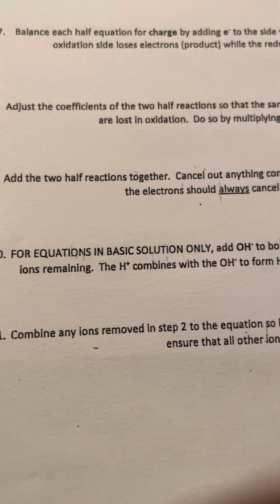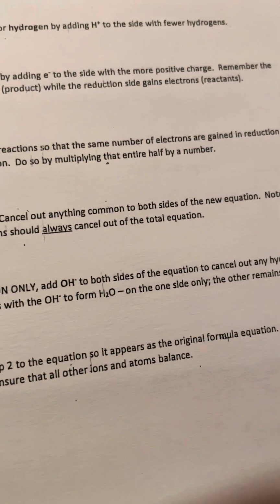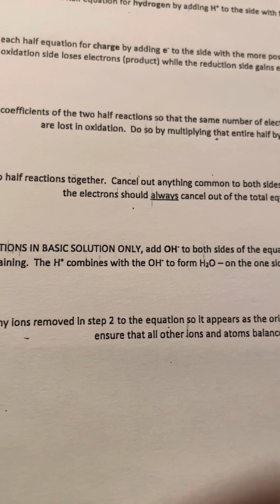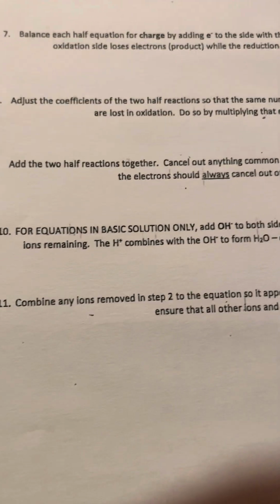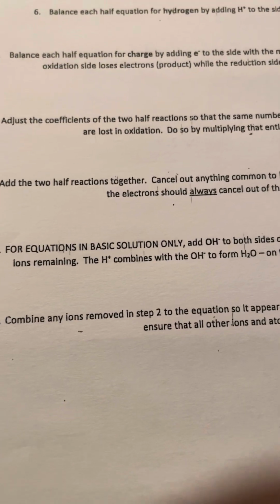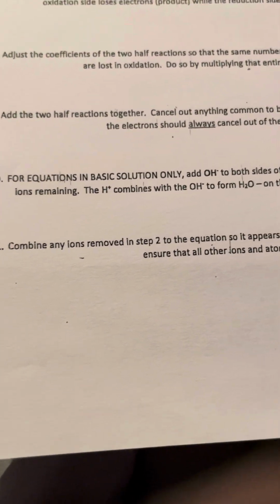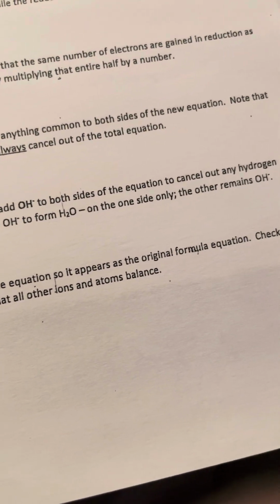For equations in basic solution only, add OH to both sides of the equation to cancel out any hydrogen ions remaining. Okay, I don't think we really need too much to do that, for equations in basic solution only. Combine any ions removed in step 2 so the equation appears in the original formula equation.